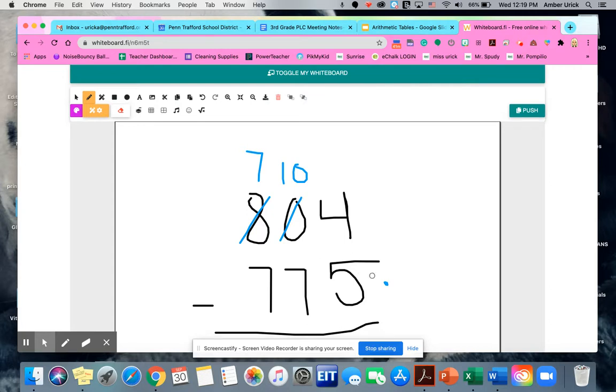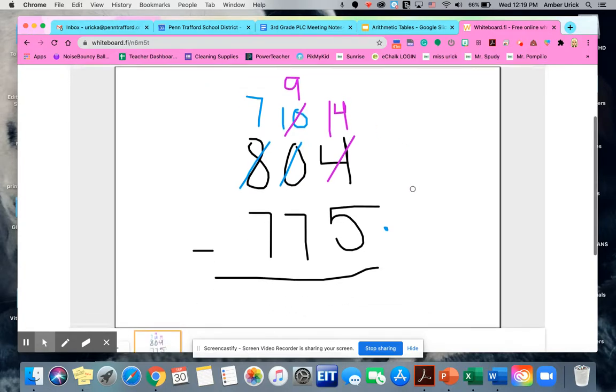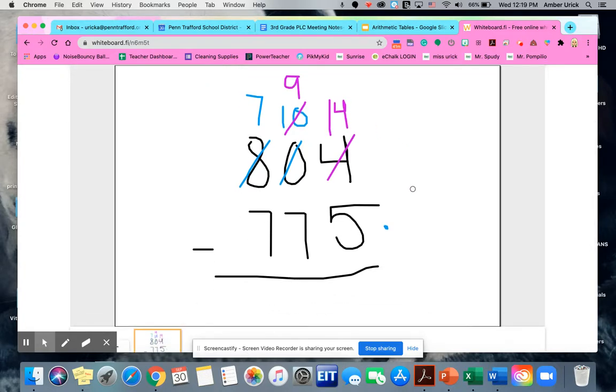So can I do this yet? I still have more on the floor, so I go next door. Now this guy has some for me to borrow. My 10 becomes a 9. My 4 becomes a 14. Now can I begin to solve? I can. So 14 minus 5 is 9, and 9 minus 7 is 2. So 804 minus 775 gives us 29.